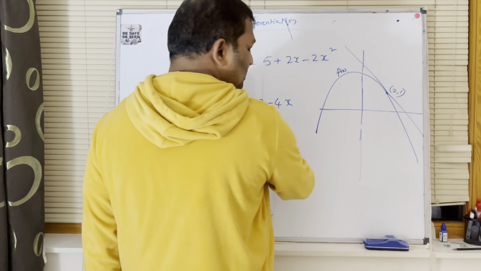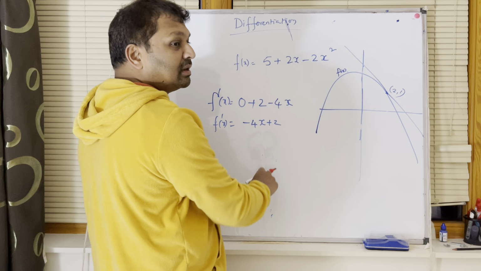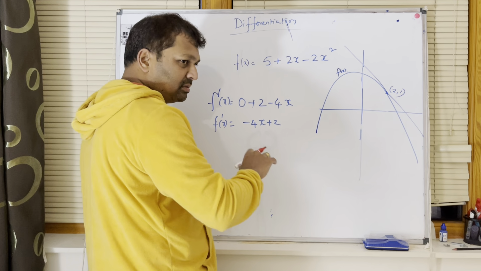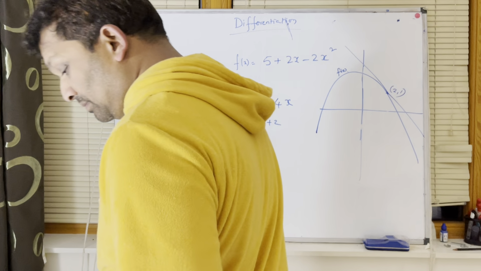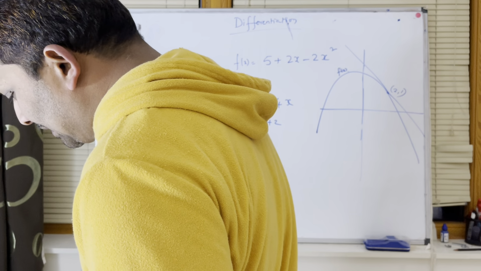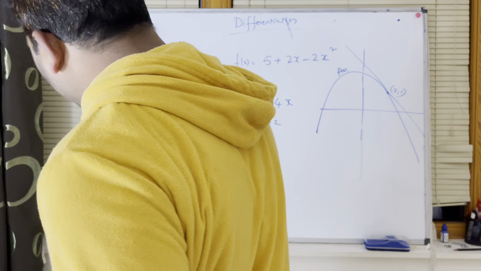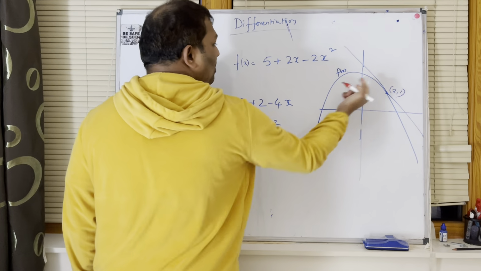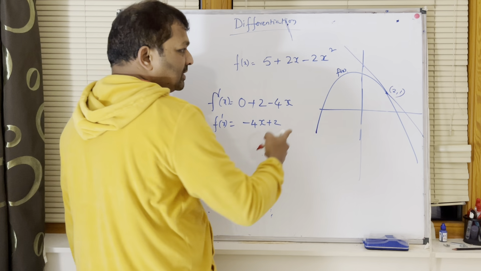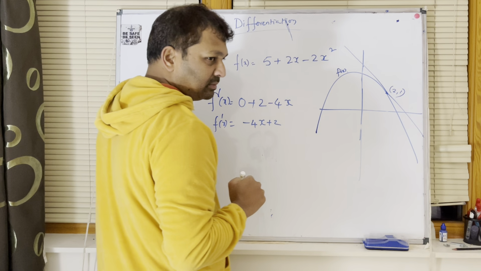What is the power of this one? x power 0. Okay, that is the first question. Next: hence, find the slope of the tangent y is equal to f of x at (2, 1). Hence, at this point, we need to find the slope of this tangent at (2, 1).